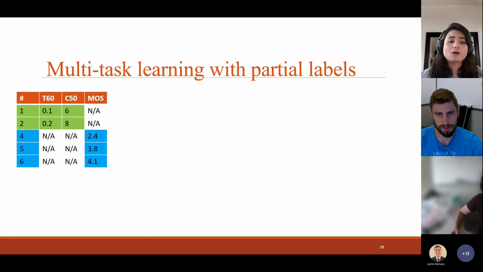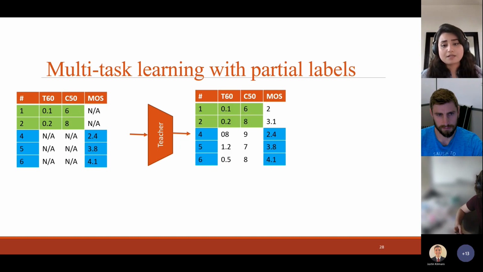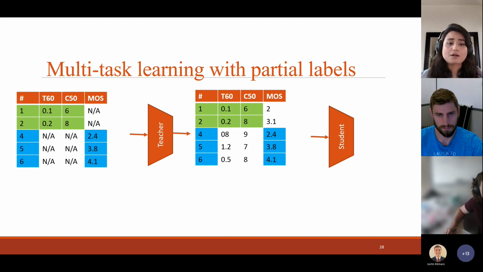So the next problem is addressing partially labeled data. Having this data set, which is partially labeled, we first train a teacher model in order to estimate these missing labels. And then after we estimated these missing labels, we can use them as ground truth to train a second student model. And this is the multitask semi-supervised learning framework. We also added trimming to this framework, with different trimming percentages.